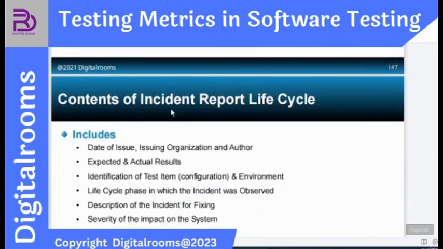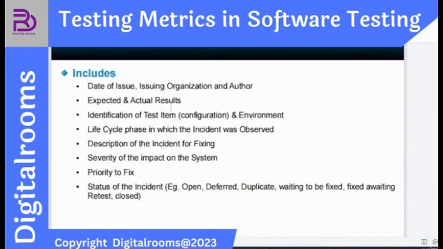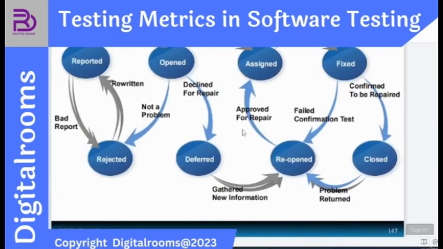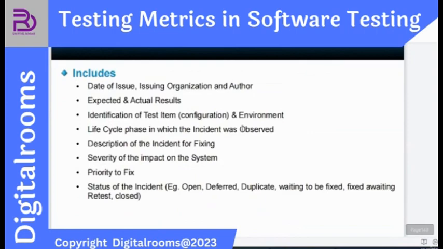The contents of an incident report are the date of issue, issuing organization and author. Author refers to the roles and responsibilities we already discussed. Then the expected result and actual result, identification of the test item, and the life cycle phase in which the incident was observed. In which life cycle phase: is it in requirements, is it in design? Then the severity of the impact on the system, what is the severity of that particular incident, and the priority to fix: high, medium, low.